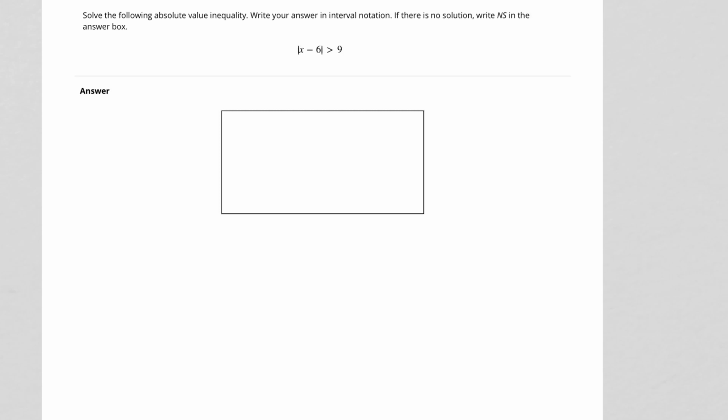Once again, we're going to solve the absolute value inequality, writing our answer in interval notation, and writing NS if there's no solution. We have the absolute value of x minus 6 is greater than 9. So greater means or. It is in standard form. So my two equations are going to be x minus 6 greater than 9, x minus 6 less than negative 9. I probably should have switched those around, but as long as I put my solution in the right order later, I'll be fine. So I'm going to add 6 to both sides.